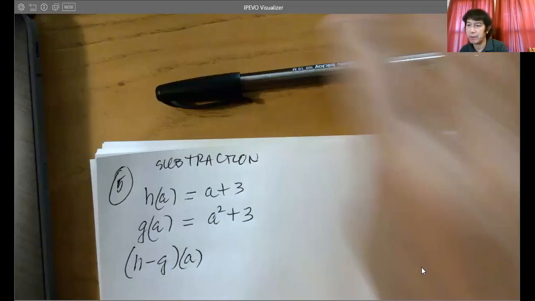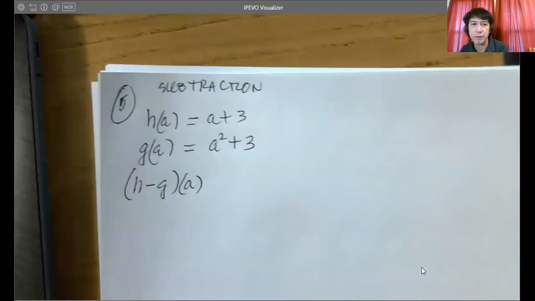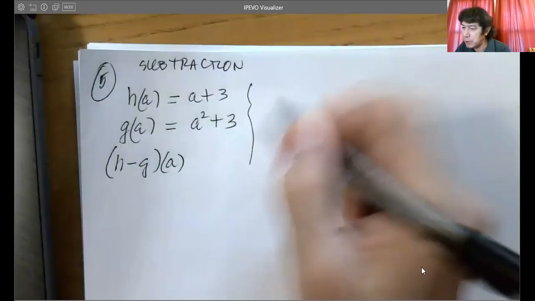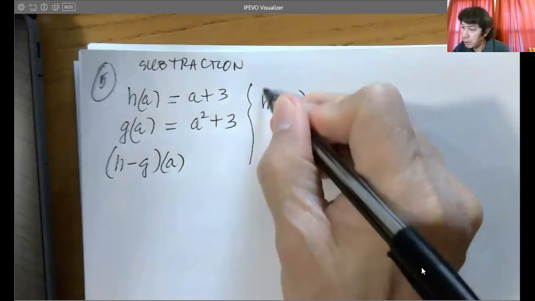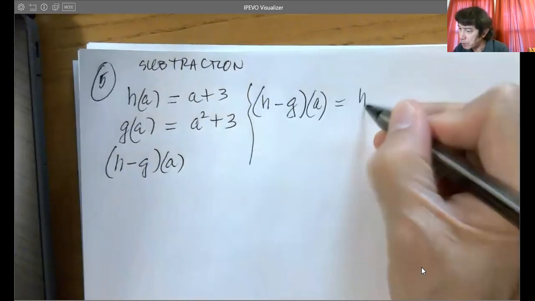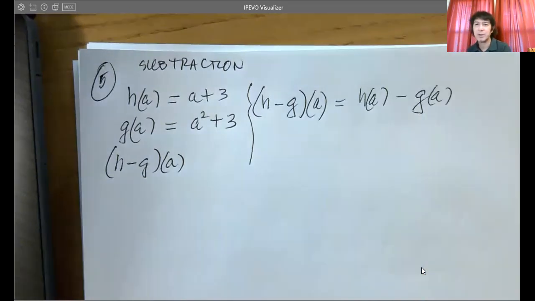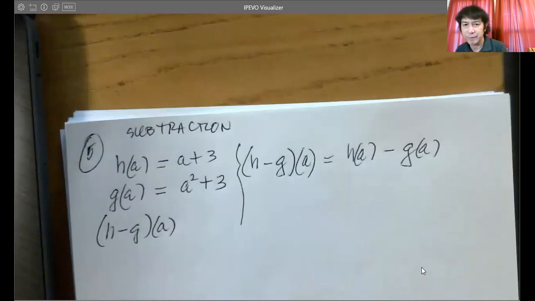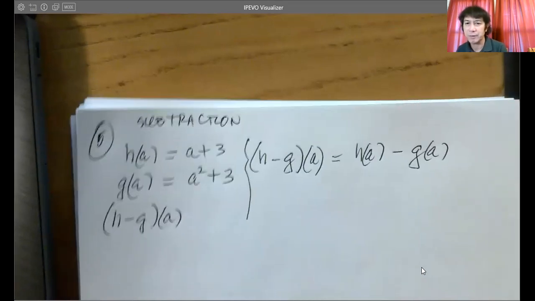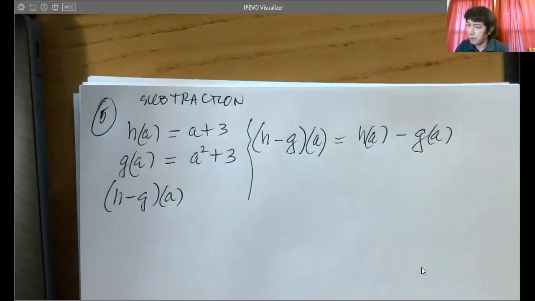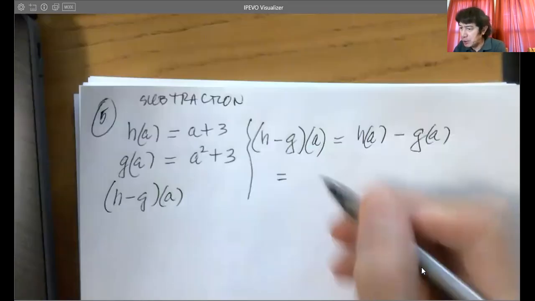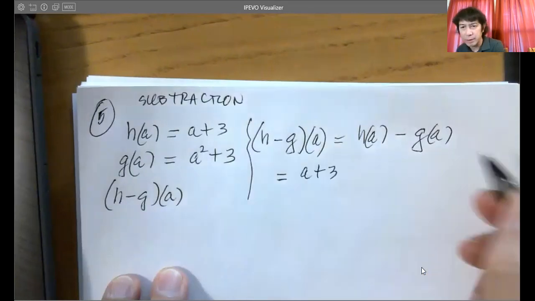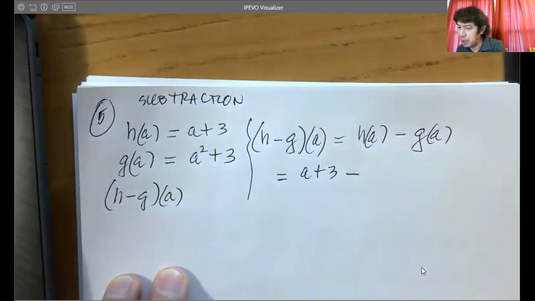Okay, here's number 5, and we're doing now subtraction of functions. The requirement is h minus g of a, and this means h of a minus g of a. That's the meaning of the function subtract. Now let's substitute the equivalent. H of a is a plus 3, and then followed by the minus. Let's put now g of a. G of a is a squared plus 3.